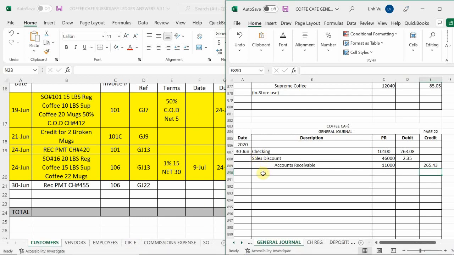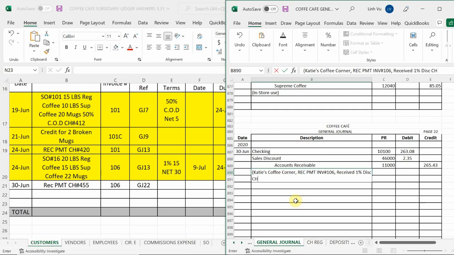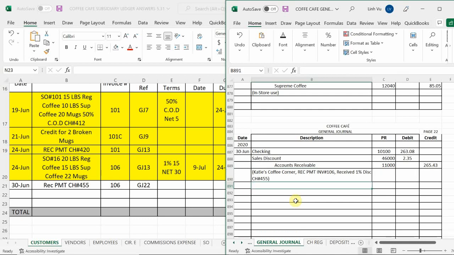So, what should my description say? Katie's Coffee Corner. And payment invoice number 106. And receive the 1% discount. And check number 455. Good. Okay.